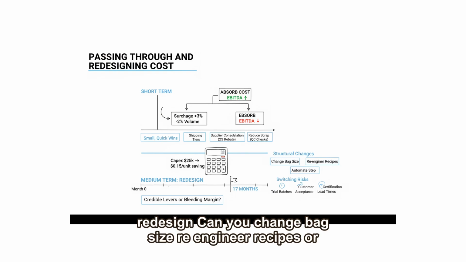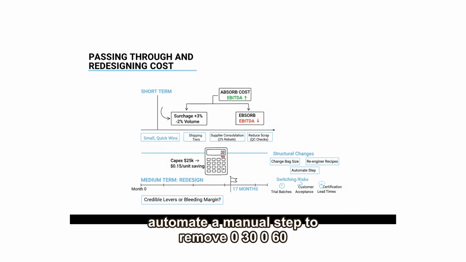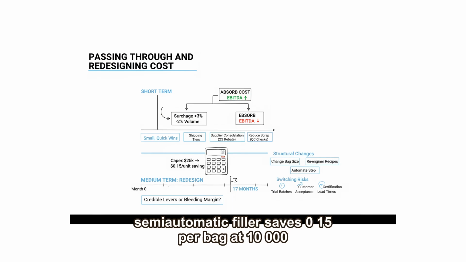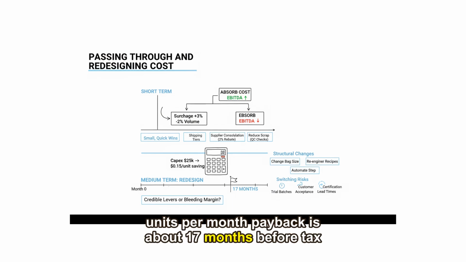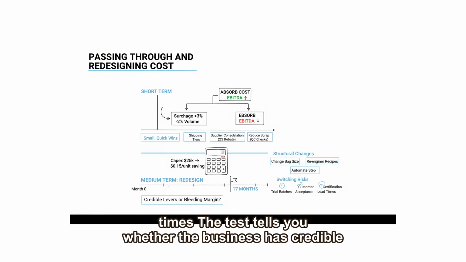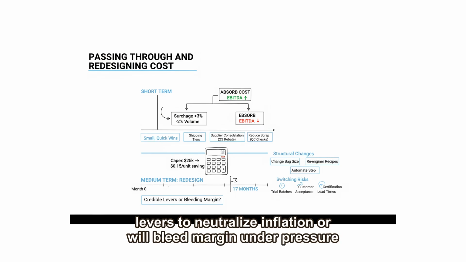Can you change bag size, re-engineer recipes, or automate a manual step to remove $0.30 to $0.60 per unit structurally? Model payback periods. If a $25,000 semi-automatic filler saves 15 cents per bag at 10,000 units per month, payback is about 17 months before tax. Include switching risks, trial batches, customer acceptance, and certification lead times. The test tells you whether the business has credible levers to neutralize inflation or will bleed margin under pressure.